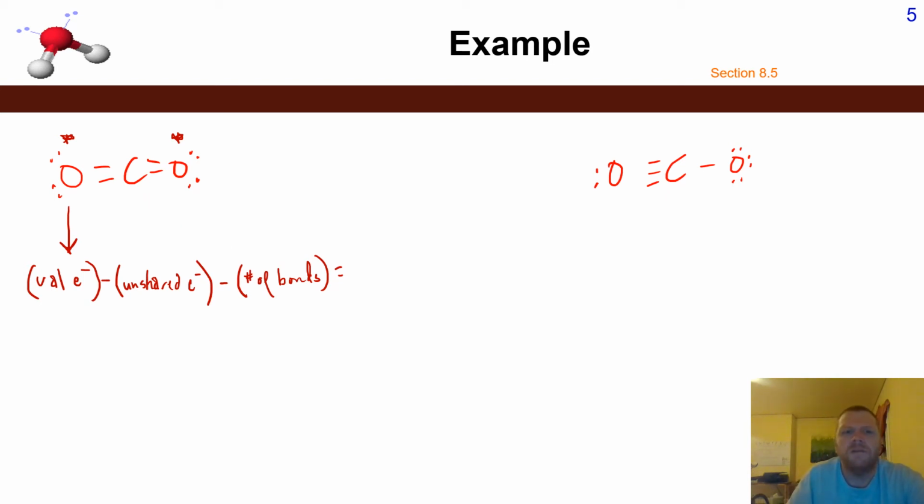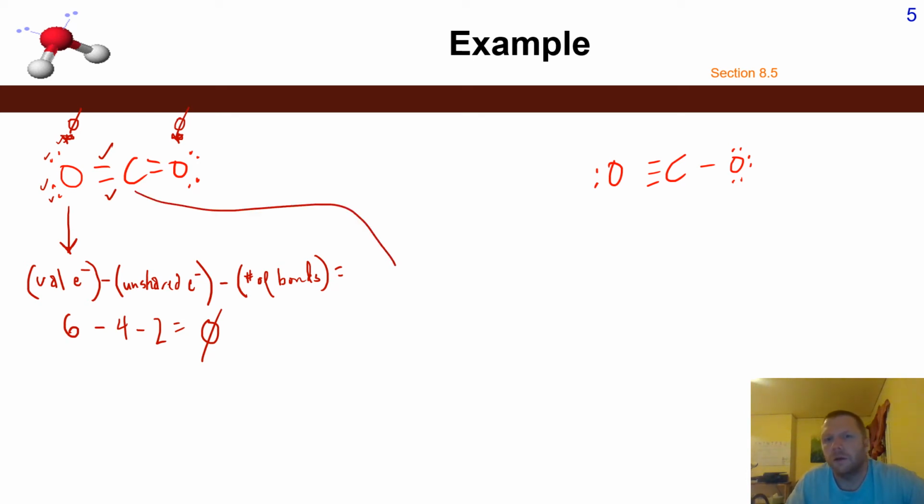Okay, so how many valence electrons does oxygen bring in? 6. How many unshared electrons does this atom have? Well, it's got 1, 2, 3, 4. 4 minus how many bonds? That's 1 bond, that's 2 bonds. Okay, that's not a double bond, that is 2 separate bonds, so count that as 2 bonds. So 6 minus 4 minus 2 is going to be 0. So my formal charge for this oxygen is 0. My formal charge for the other oxygen is also 0.